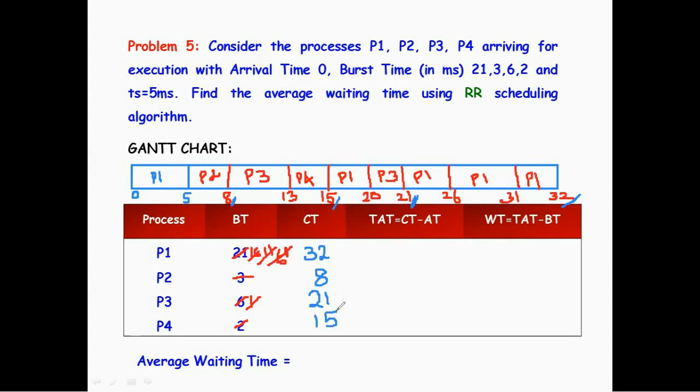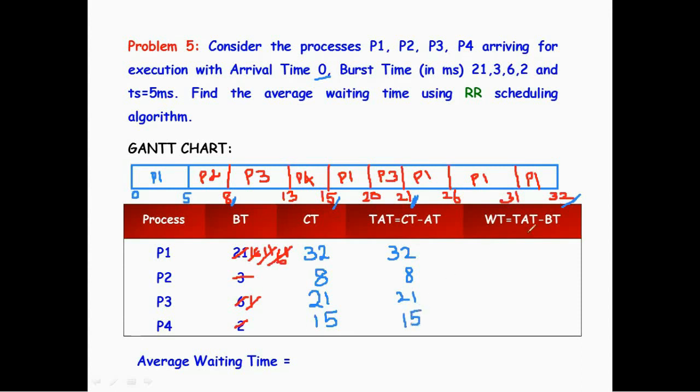Coming to the turnaround time, it is completion time minus arrival time. So for P1, 32 minus 0 will be 32. For P2, 8 minus 0 is 8. For P3, 21 minus 0 is 21. For P4, 15 minus 0 is 15.